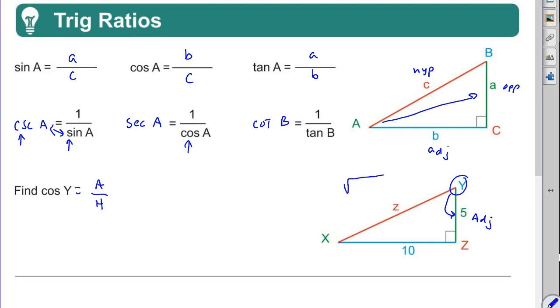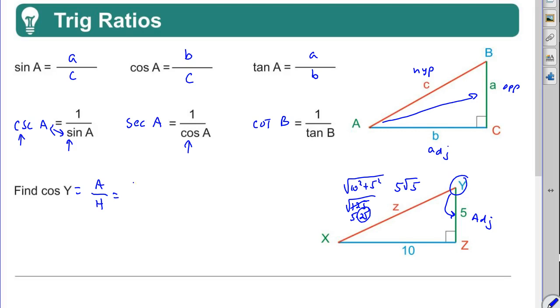So z, the hypotenuse, is always the square root of the sum of the two sides squared. So this is going to be the square root of 125. And let's see, I can divide 125 by 5, that's 5 times 25. To simplify, I can take the square root of 25, and I end up at 5 times the square root of 5.